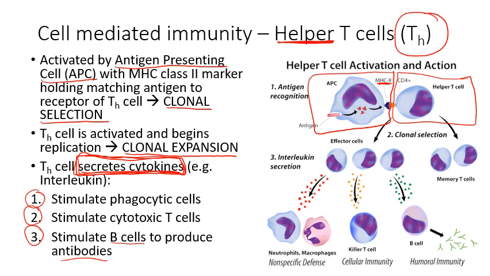If it is lucky enough to interact with an antigen presenting cell with that matching non-self antigen, we term that process as clonal selection. As soon as clonal selection has occurred, your T helper cell is then activated and starts replicating, which is known as clonal expansion. And once it has started to expand or replicate itself many, many times, those new replicated forms of the T helper cells are able to secrete those cytokines and give out the signal or give out the orders to the other cells and what they need to be doing.